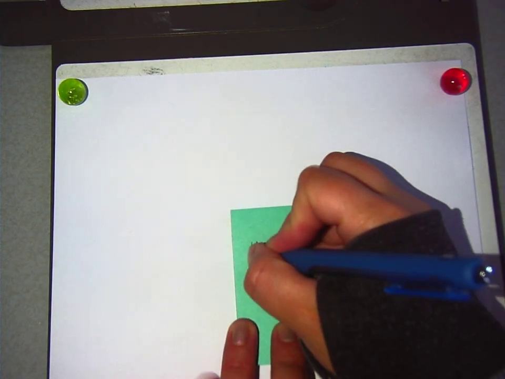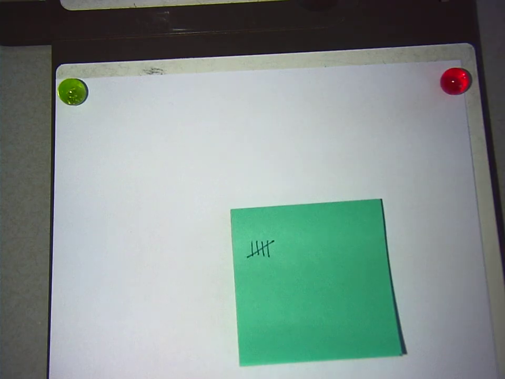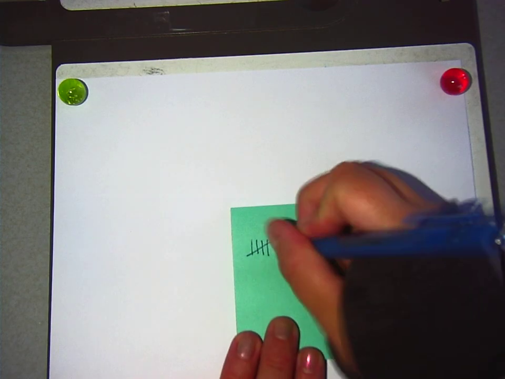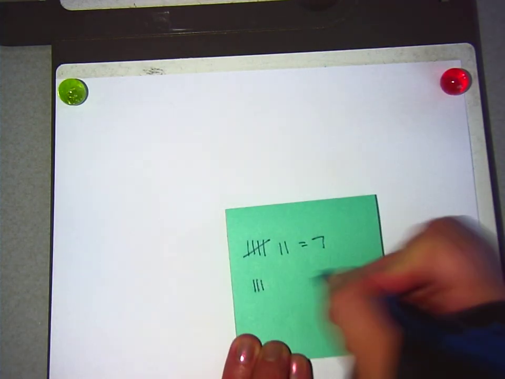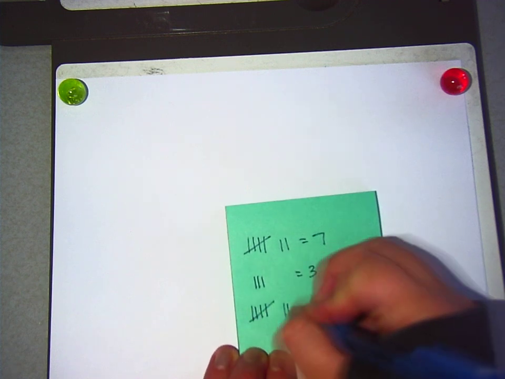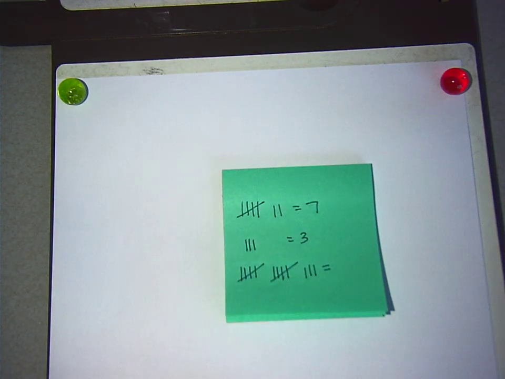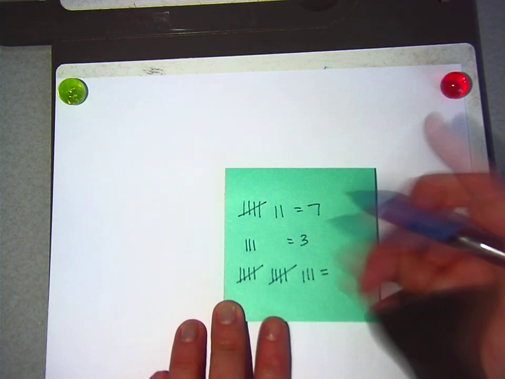Generally, I don't know if this is everywhere, but in American culture, every time we hit a 5, we usually put a diagonal across them. So this is just basically keeping track of how many you have. Like this would be 7. This would be 3. How many would this be, Louv? 13, yeah. So as soon as you see that line across, that means 5. 5, 10, 13.